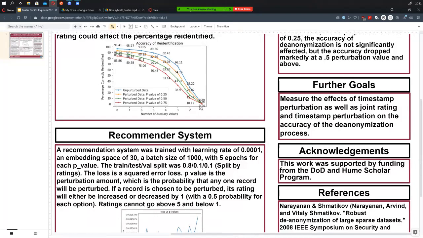Our further goals are a couple of things. One of them is to measure the effect of perturbing the timestamp, as the perturbation that we have shown there is just the rating. And also seeing what the results are when you perturb jointly their rating and the timestamp. The timestamp has a much greater variance of what it could possibly be, as it could span years versus the rating being on a scale of 1 to 5, and then see how that all affects the accuracy of the de-anonymization process and the recommender system.